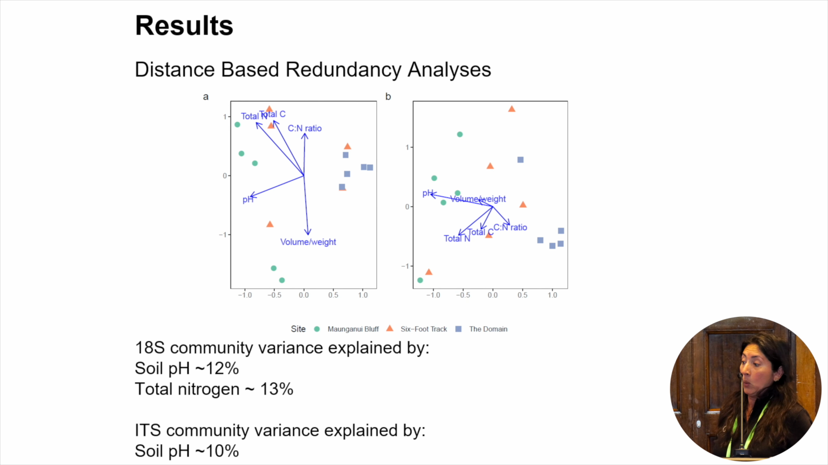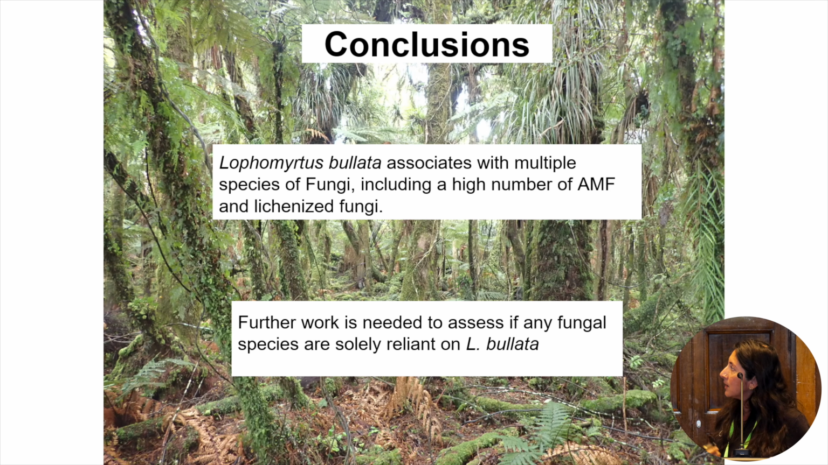I don't know. So just to conclude, Lophomyrtus bullata associates with multiple species of fungi and a really high number of arbuscular mycorrhizal fungi and lichenized fungi. And we do need to do further work to see whether any of these fungi actually solely depend upon Lophomyrtus bullata, or whether they're generalist and we would find them in other places. Because of course he was only looking at this one species and not at all of the other species.